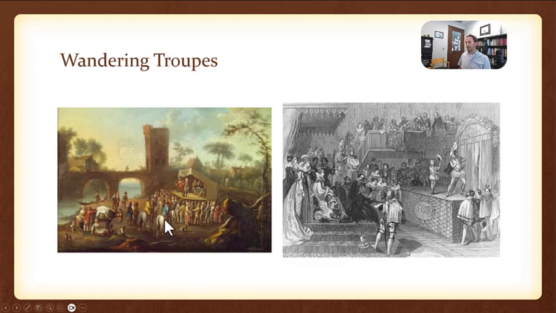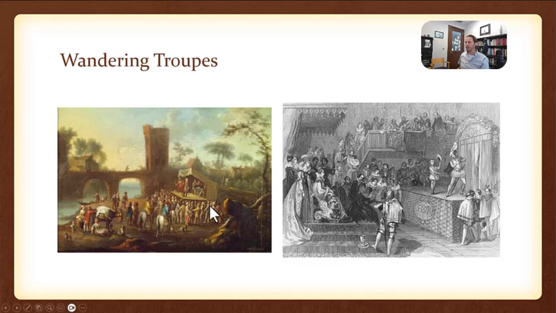On the left here, you can see how they would temporarily erect a stage. In fact, they would lay down bags filled with feathers or cotton or wool, and then they would lay boards on top of it to stand up and act out their scenes.